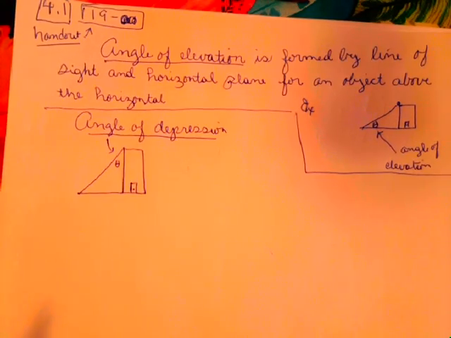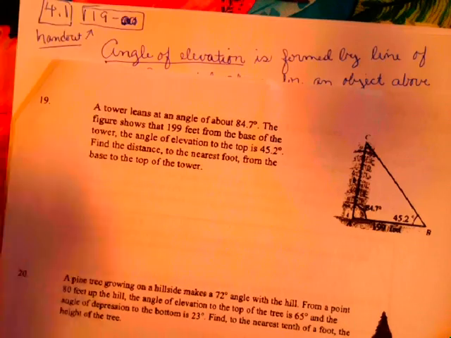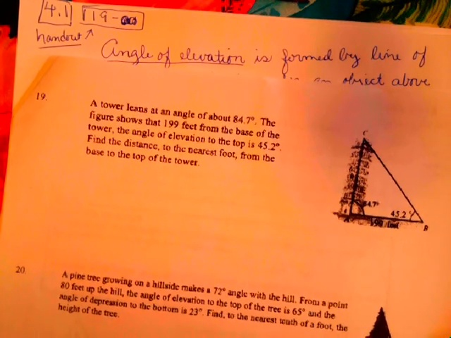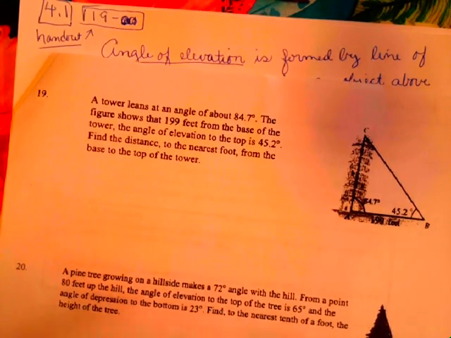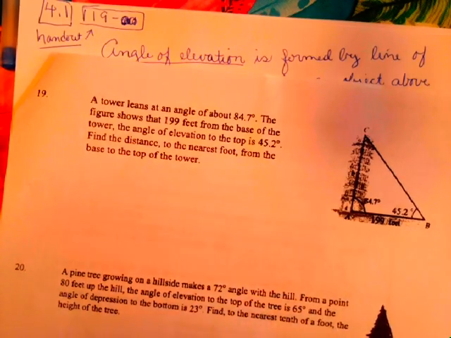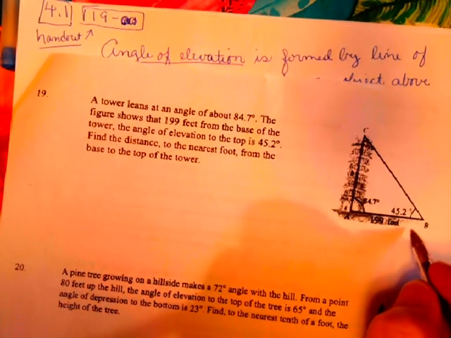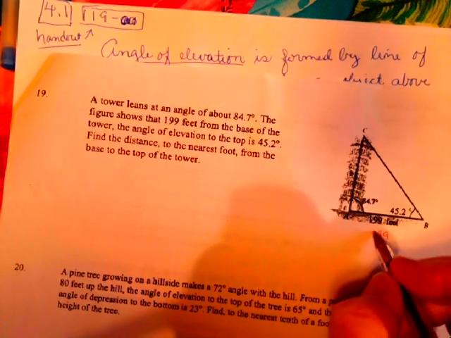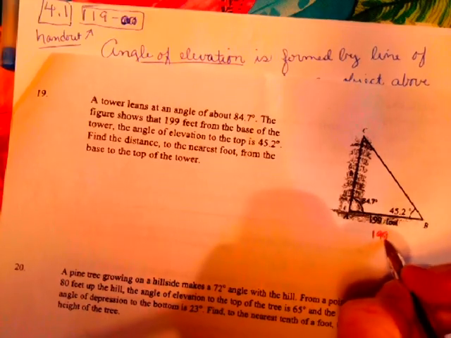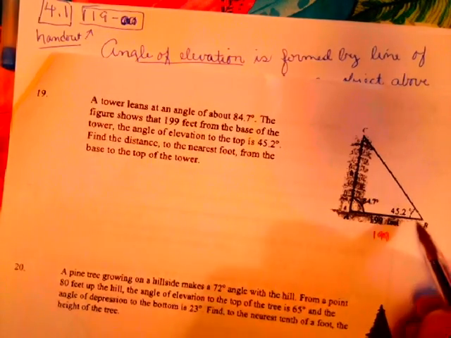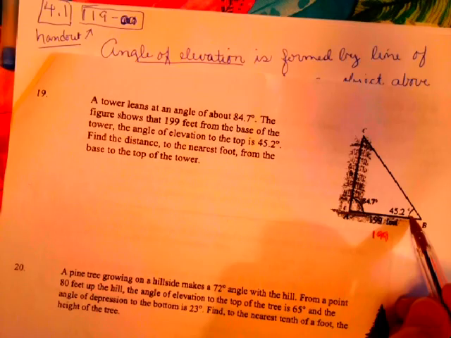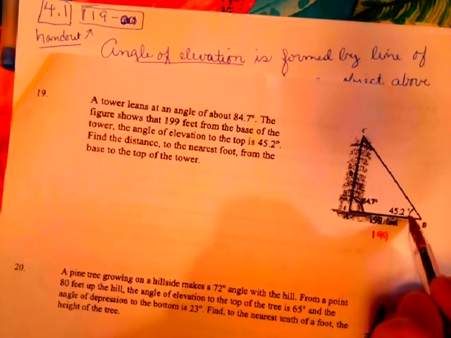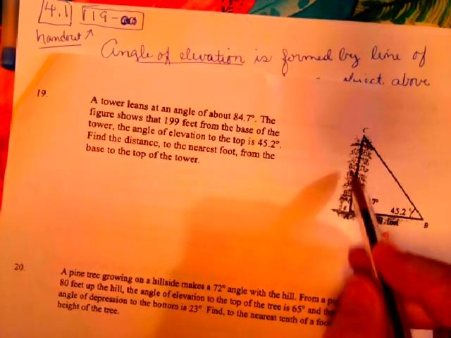Problem number 19. A tower leans at an angle of about 84.7 degrees. The figure shows that 199 feet from the base of the tower, the angle of elevation to the top is 45.2 degrees. So this is 199. It's kind of hard to see, but this is 199. This angle of elevation is 45.2. Find the distance to the nearest foot from the base to the top of the tower.